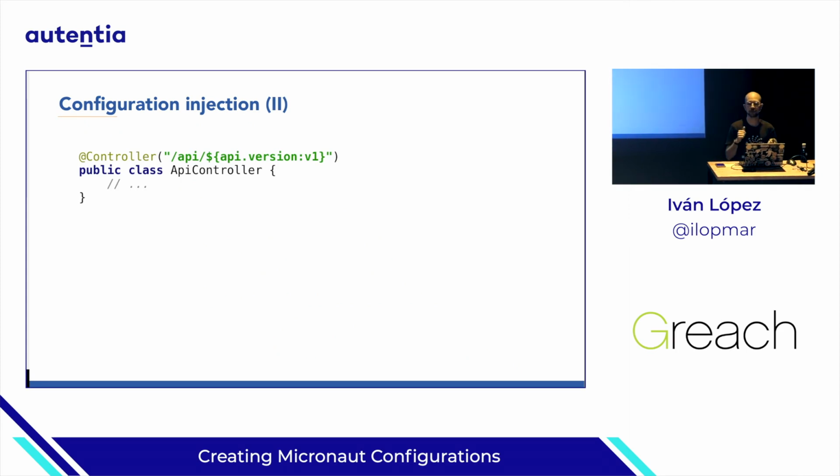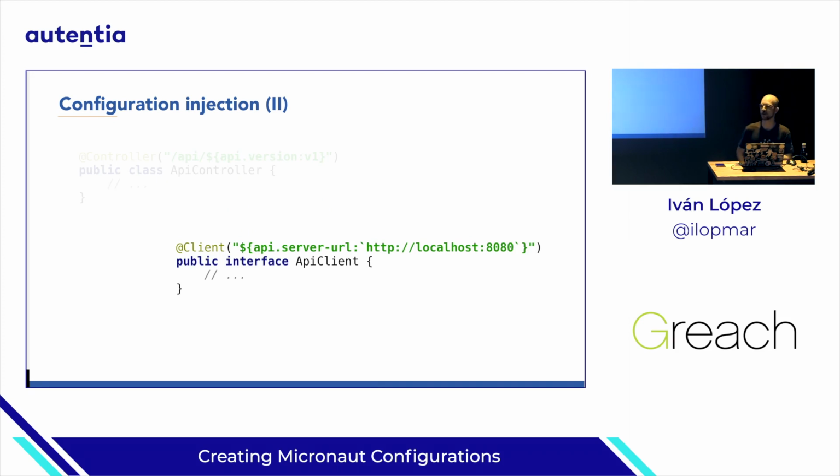And we are not restricted to use these kinds of placeholders only inside @value. You can use that pretty much in any Micronaut annotation, or in any annotation actually. So here we are saying, I want to expose this controller in API, and if the API version is defined, I will use it, and if not, it will be api/v1 by default. Or you can say the same when you create, for example, a declarative HTTP client: my API server URL is the one defined on configuration, and if it's not there, I'm going to use localhost 8080.